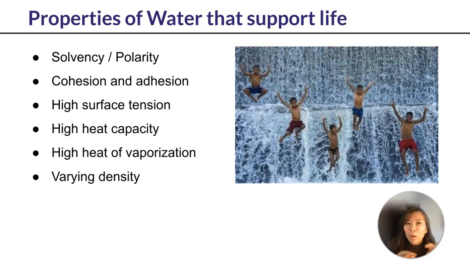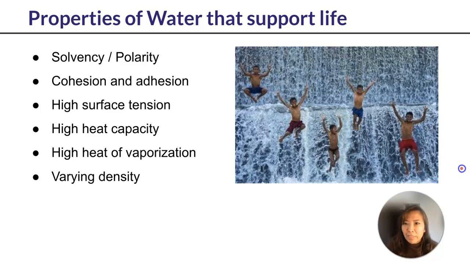Water also has a high surface tension. You've seen those water spiders that can straddle on top of the water because of that surface tension. It also has a high heat capacity and heat of evaporation because it takes a lot of energy to break those bonds apart. It has varying density depending on if it's a gas, a solid, or a liquid. Another interesting thing about water is that it can exist in all three states of matter: solid, liquid, or gas.